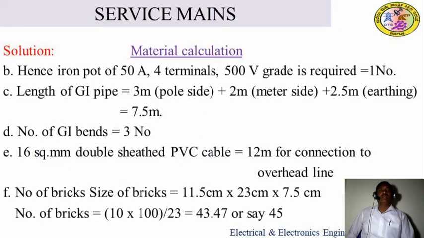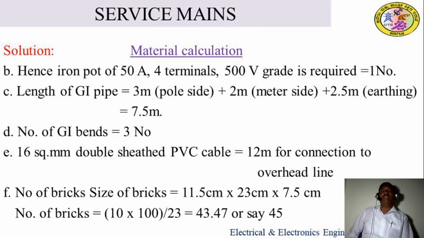Next, iron pot of 50 amps, that is as per the current rating. So 4 terminal 500 volt grade is required, one number. So the length of GI pipes, that is 3 meter for the pole side, 2 meter for the meter side, and 2.5 meter for the earthing. The total length of the service pipe required is 7.5 meters.